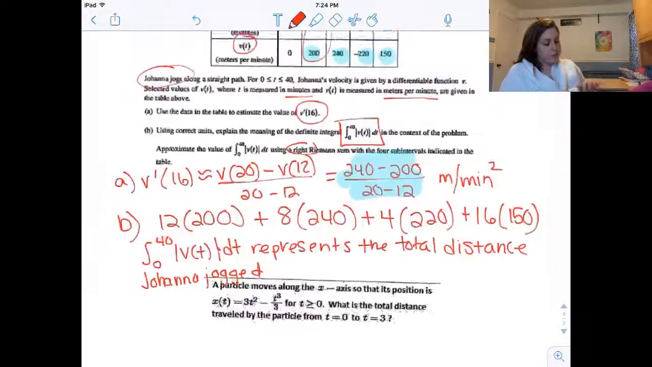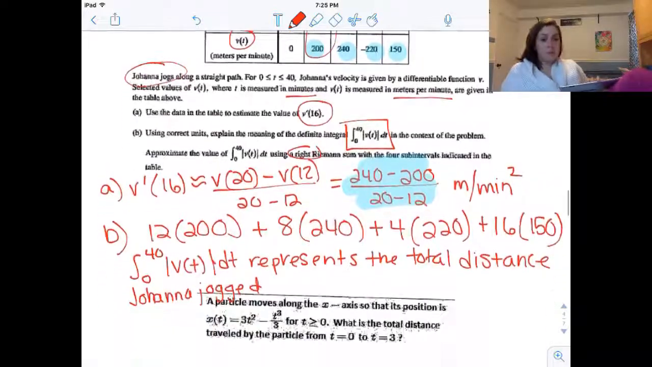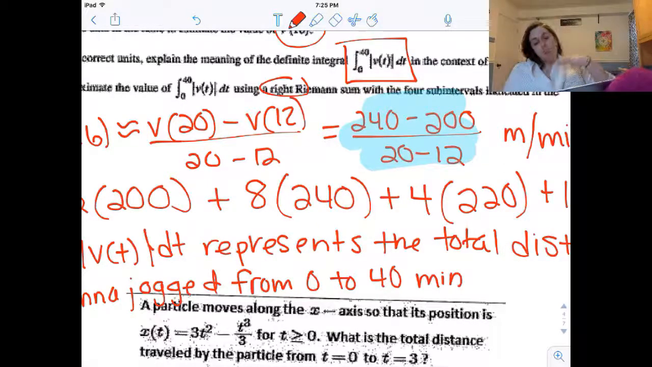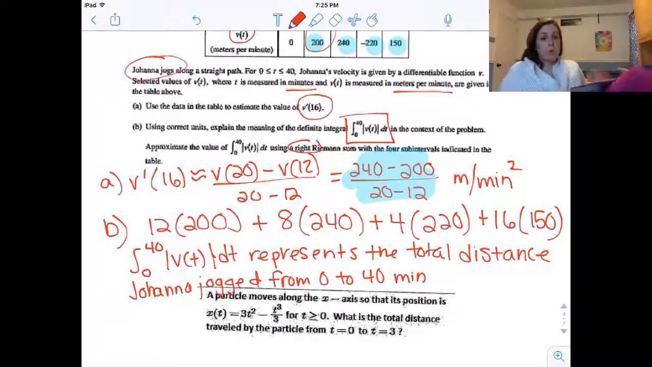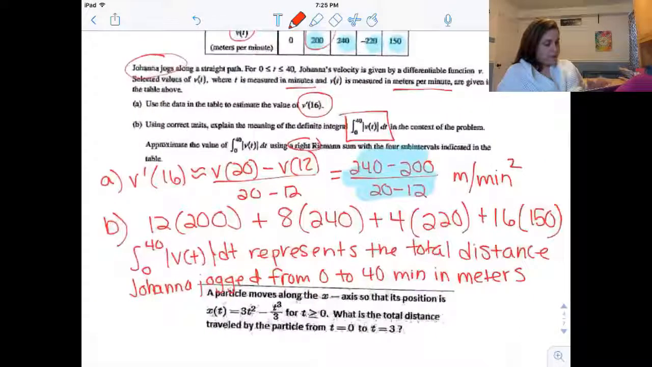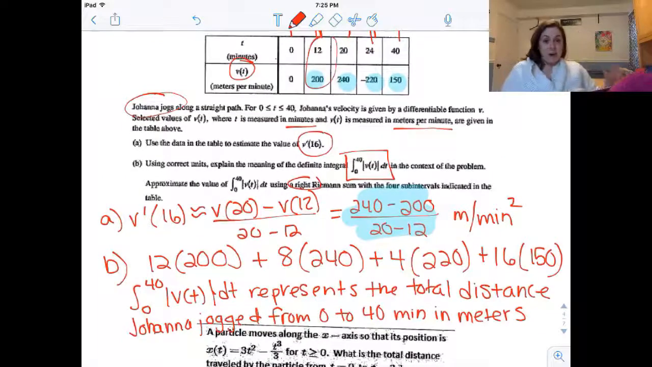Okay, total distance she jogged from 0 to 40 minutes. From 0 to 40 minutes. Or you could say over the 40 minutes described. And then with units in meters. And that is what you would need to get full credit for that.